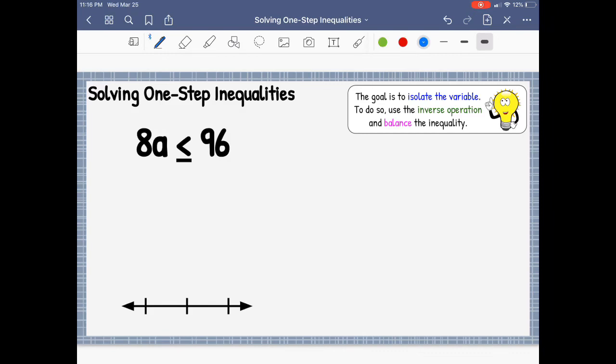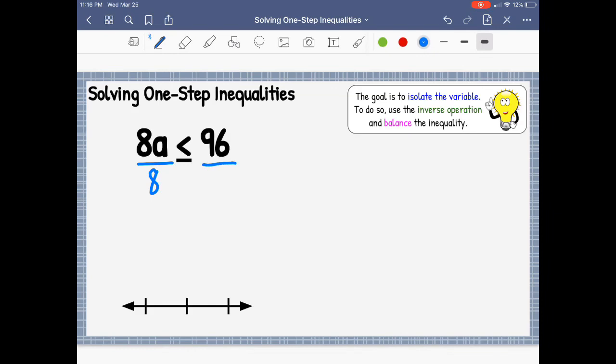8a is less than or equal to 96. Remember our goal. The goal is to isolate the variable. So let's look at our variable a. What operation is happening to a? It is being multiplied by 8. The inverse operation of multiplication is division. So we need to divide 8a by 8. And what you do to one side, you must do to the other.